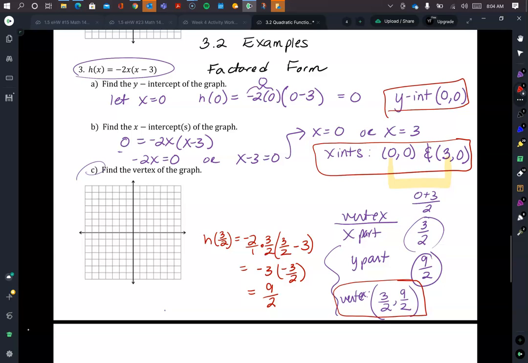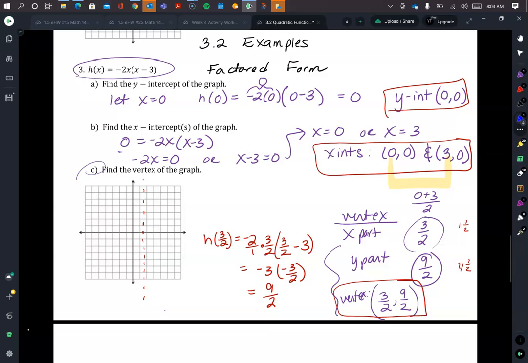So for these parts, the 3 halves would be, let's see, right in here, 1 1/2, that would be my axis of symmetry. Kind of jot that down in there. Although we want to leave it as a fraction, it would be 1 1/2. And the 9 halves would be 4 1/2. So we can plot those in there.